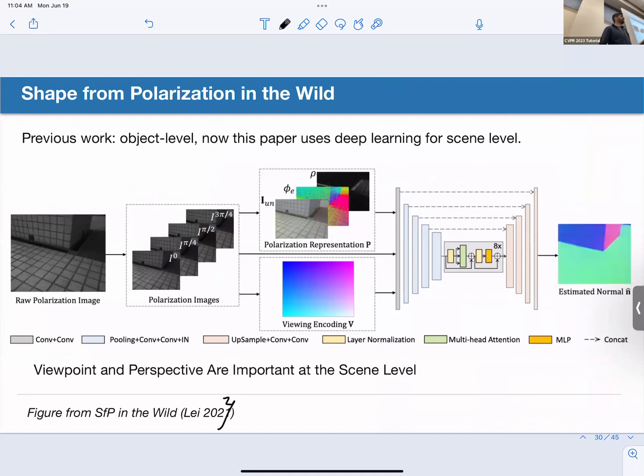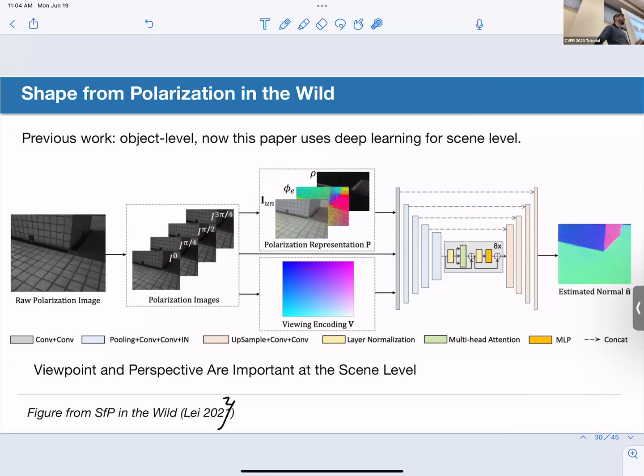Lei et al., from Vladimir Kolton's group at Intel, had come out with this paper called Shape from Polarization in the Wild. Essentially what this paper is doing is you take a raw polarization image, very similar to what Deep SfP is doing, but there are some nice tricks here beyond just shoving it into a physical fusion. There's some better pre-processing, like a view encoding embedding.